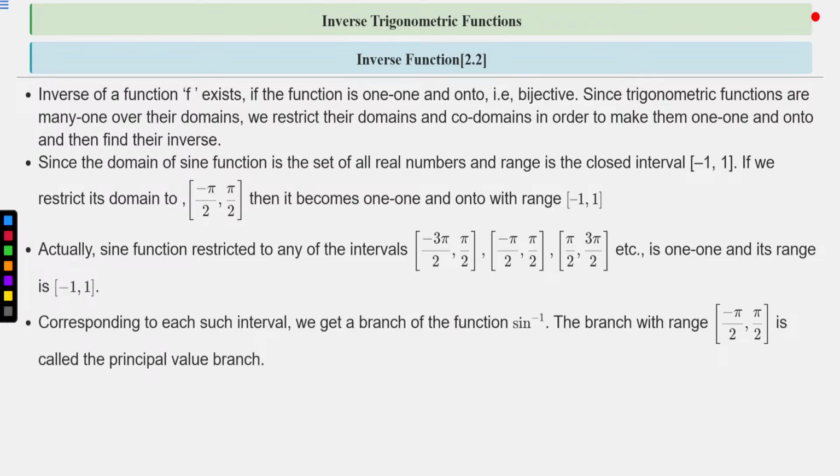Corresponding to each such interval, we get a branch of the function sine inverse. The branch with range minus pi by 2 to pi by 2 is called the principal value branch. Over the whole range it will not exist as one-one, but the range minus pi by 2 to pi by 2 has been taken as the standard, which is called the principal value branch. Got it?